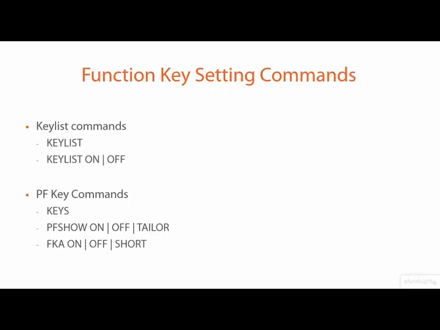We can turn key lists on or off. If they are turned on, then we would use any designated key list for that application. If they are off, then we would use the default settings for the PF keys in that session. Similarly, we have a keys command that allows us to set PF keys. We have the PF show command, which allows us to turn that function on or off or tailor the display. And we have the F key A on, off, or short display, which performs the same function of displaying PF keys.